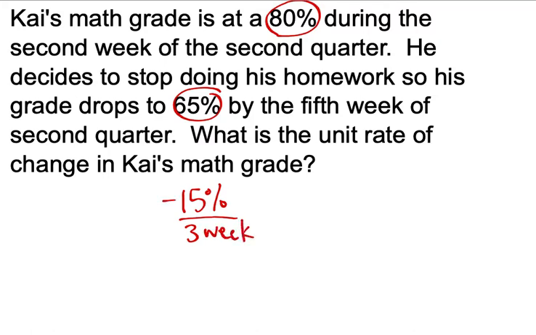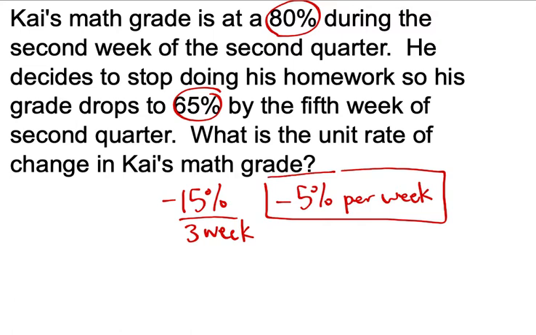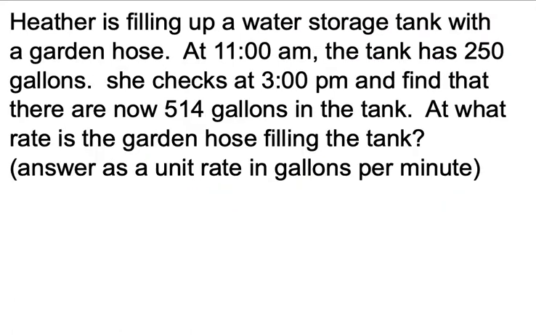That takes 3 weeks to happen. So the unit rate here would be negative, well, 15 divided by 3 is 5. It's negative 5% per week. I went ahead and put the negative on there because since the grade is going down, it makes sense to call it a negative rate.